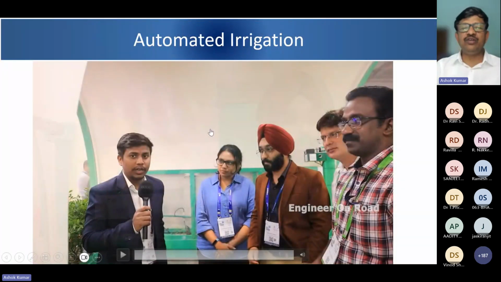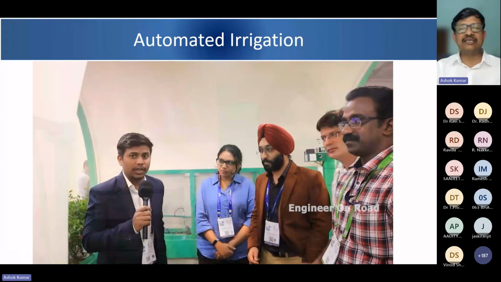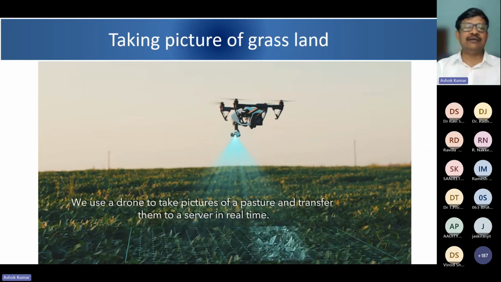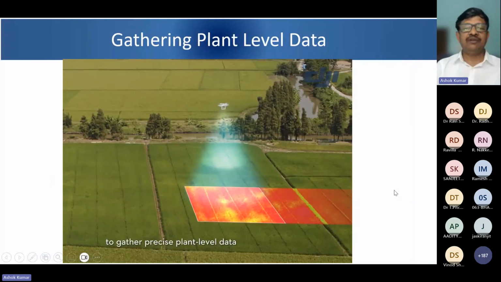So this was a small video showing how automated irrigation was implemented as an experiment. The other example is the drone. For example, if I have a connected drone that can take pictures of the field and then transfer them to a server in real time. And on the server side, you have an application.